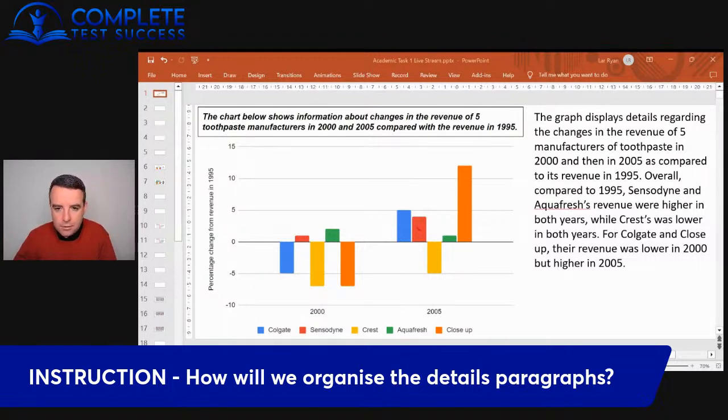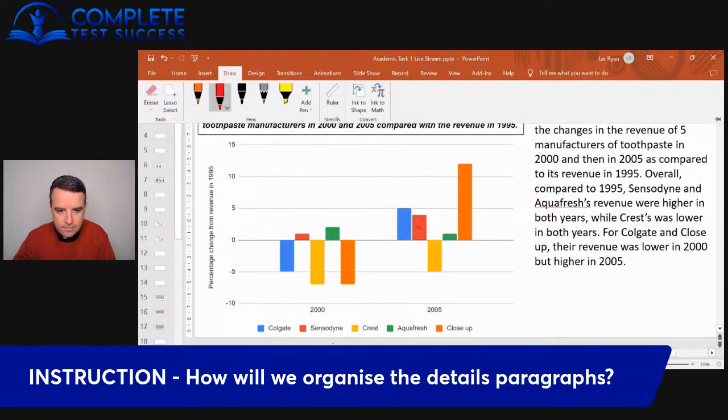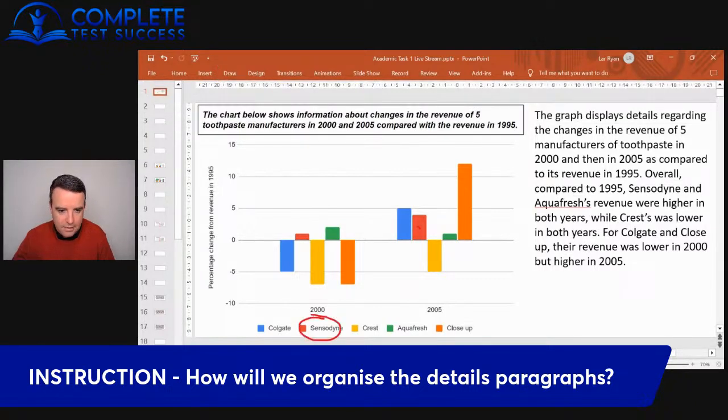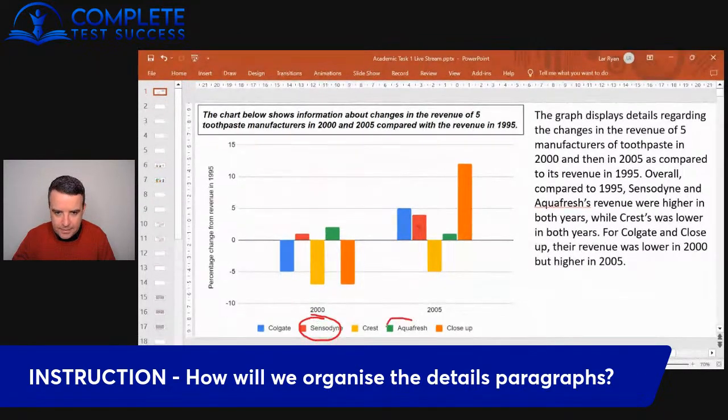Okay, so I'm not getting any responses to this question: how will we organize the details paragraphs? So I'll just tell you what I went with. I went with Sensodyne, Aquafresh, and Crest in body paragraph 1. And then I had Colgate and Close-Up in paragraph 2.